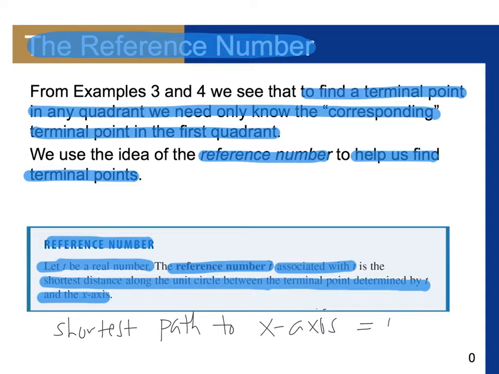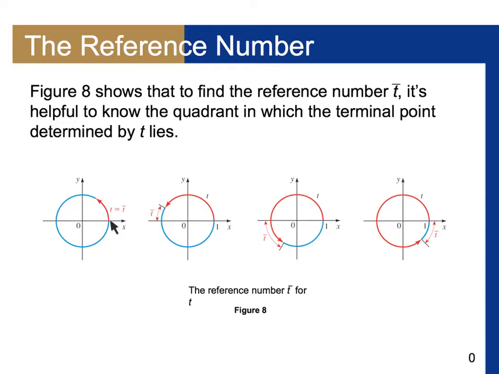And that equals our t bar. Okay, so we're taking the shortest path to the x-axis along the unit circle. So for example, if our t is just going to here, well, our t bar is the same distance, right? Because we're taking the shortest path. We have to go back to the x-axis that way.